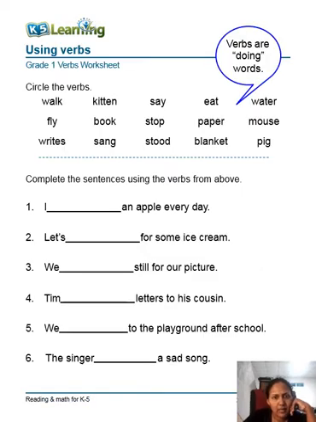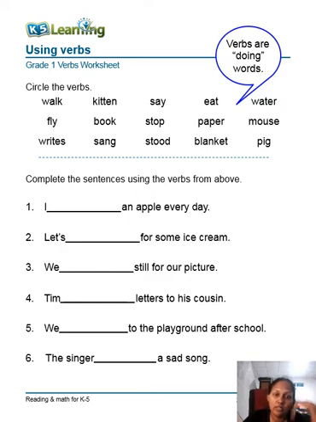Right. Now what do we have here? We have verbs. Verbs are doing words. Things we do, we explain using verbs. Right? So what you have to do, this is also like the nouns worksheet we did. Here you have to circle the verbs. So what are the verbs we see? What are the doing words we see?